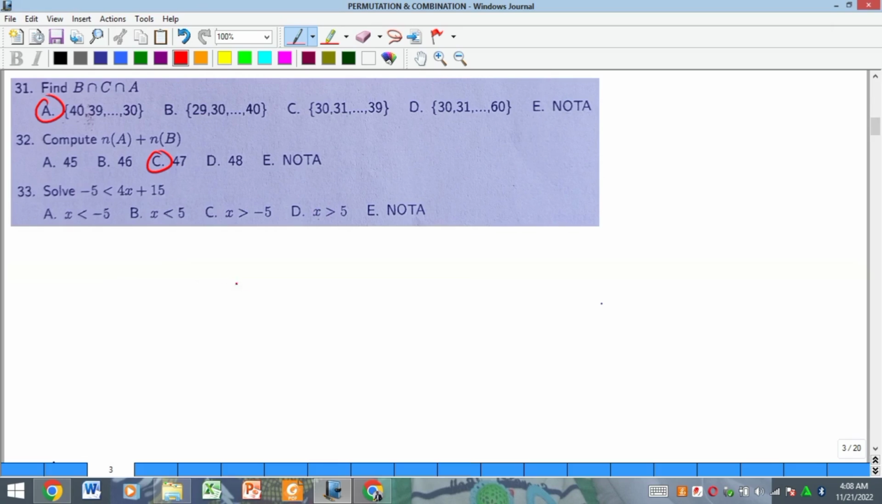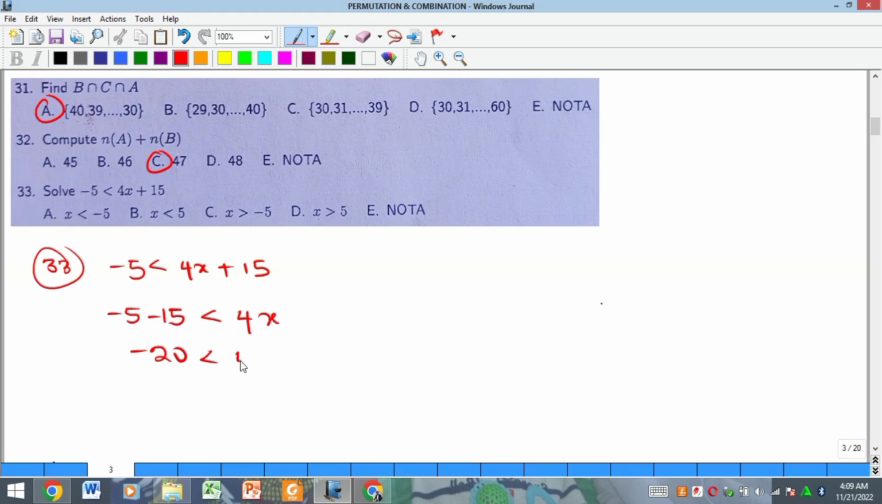And then finally, we have that we should solve this inequality. So for number 33, to solve the inequality here, I have minus 5 is less than 4x plus 15. All I will need to do is collect like terms. So take this 15 to this side. So I'll have minus 5 minus 15 is less than 4x. If I join these two, I'll have minus 20 is less than 4x. Divide both sides by 4 to make x the subject. And if I divide this side, I will have minus 5 is less than my x.